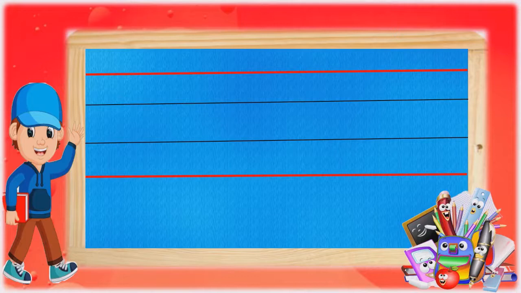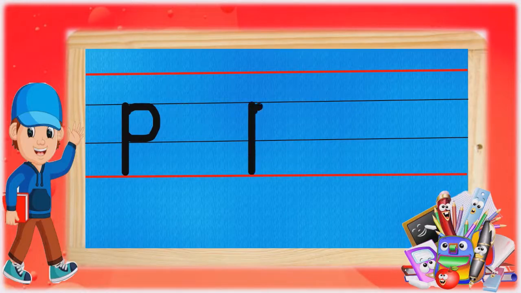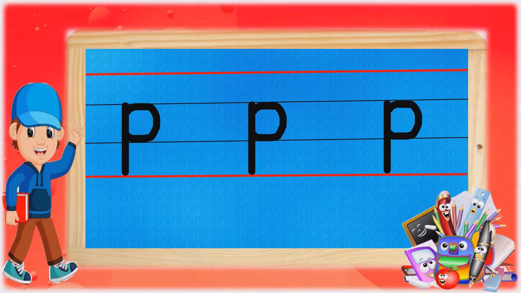Now we will write small p. Standing line with a curve makes small p. Again we write standing line with small curve makes small p.